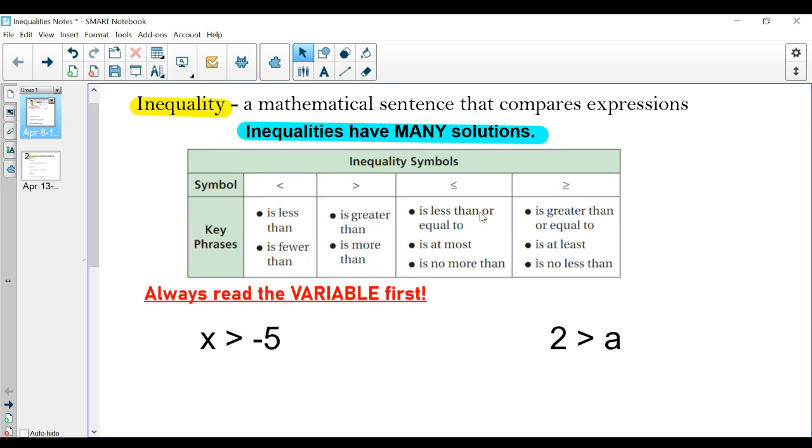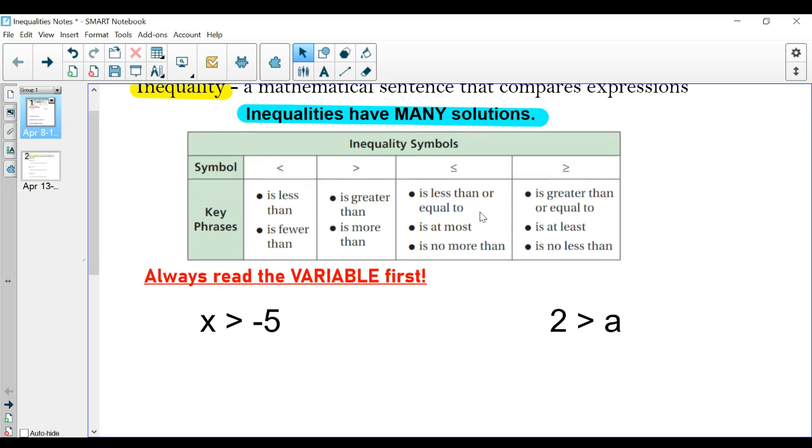Okay, now when we see an inequality, we always read the variable first. We've still got variables in there. We're not always going to see it on the left. So we're used to reading from left to right. It's tricky with the inequality signs. You always want to look at the variable and read that first and then go in that direction. So like these two examples, we have x is greater than -5, okay, just like we would normally read. But this example over here, we've got the variable on the right side.